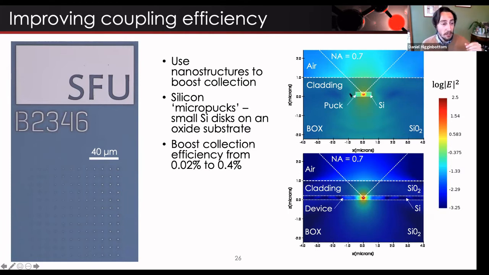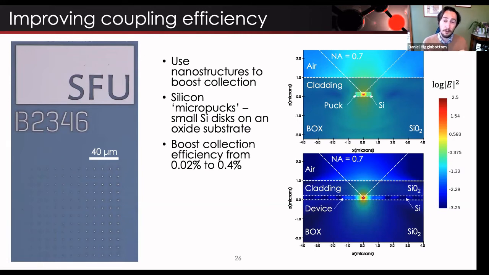For our pucks, all we do is we etch away most of the device layer, leaving only a disk behind. So the disk height is equal to the thickness of the device layer, and from above, they're just circles. Here is an optical image of a block of pucks, which we fabricated for this purpose. They're fabricated by electron beam lithography, so the puck size can be very small, could be submicron. And according to simulation, these structures give you a large increase in collection efficiency from a dipole at the puck center. There are two mechanisms contributing to that.